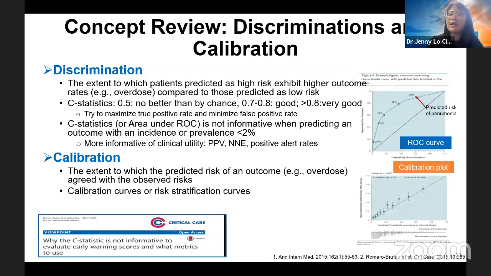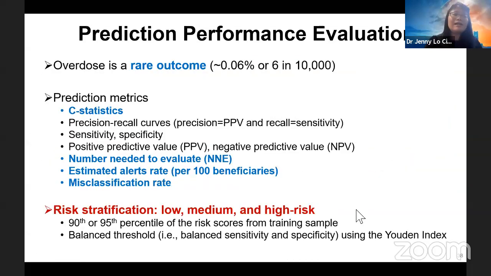You can either do the calibration curve on their probability. The closer to this diagonal, the better, or you can do the risk stratification to get some sense. Again, opioid overdose is a very important public health outcome, but it's a rare outcome. In Medicare, you can see it's 6 out of 10,000 patients during the study period. So we evaluate not only the C statistic, but we also acknowledge the C statistic is not informative enough when the outcome is rare. So we also reported the number needed to evaluate, estimated positive alerts, and other risk stratification strategies.